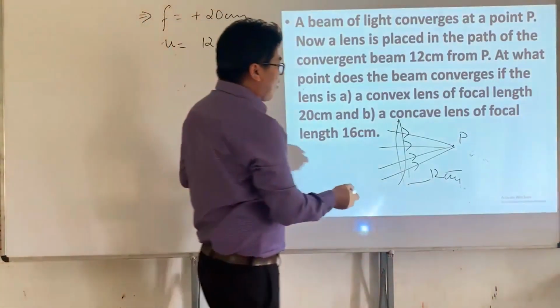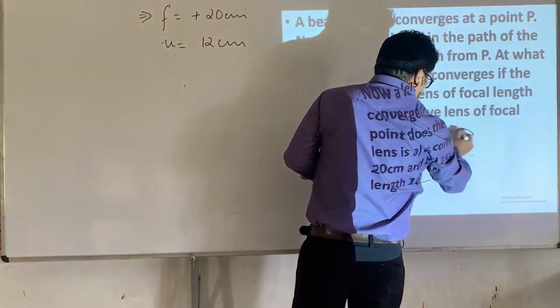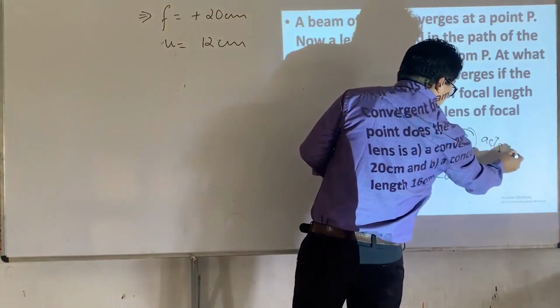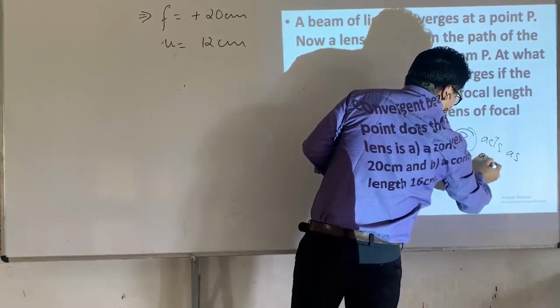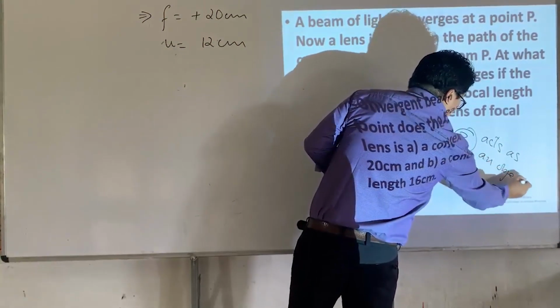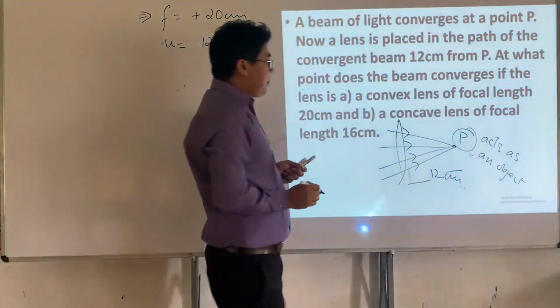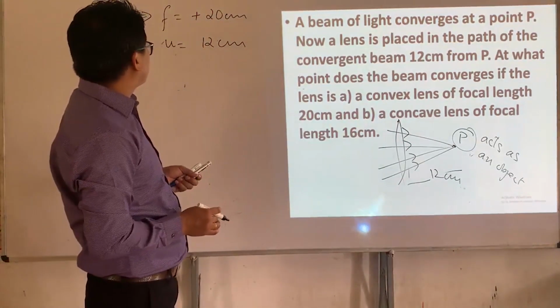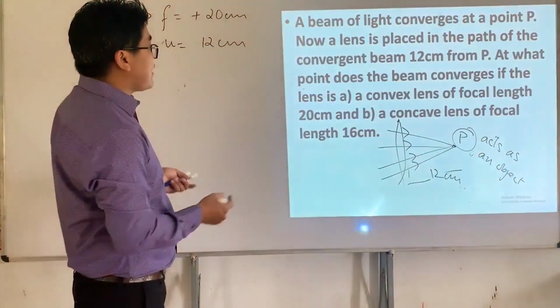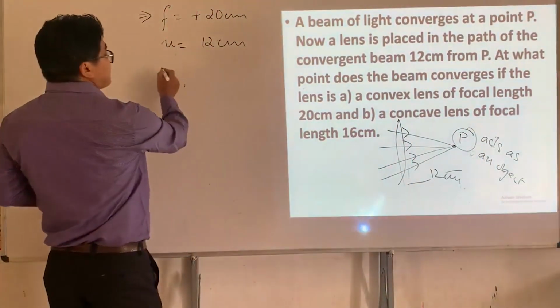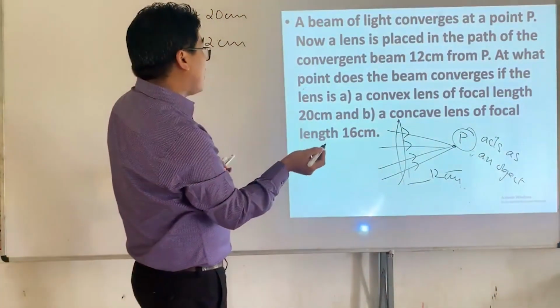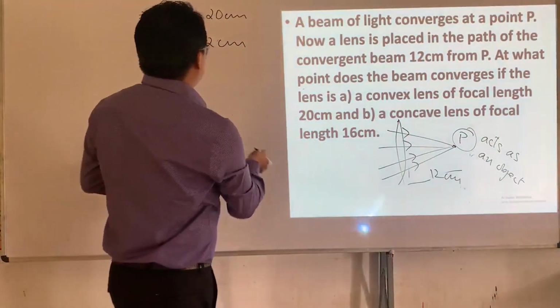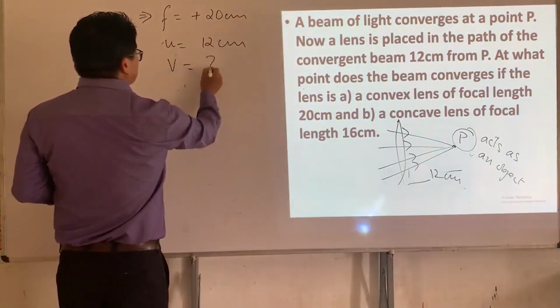So this is one object. P acts as an object for the lens. So therefore, I'm going to keep this as U. Therefore, U is equal to 12 centimeter. And then you are going to find the focal length. What is the point of this? That we are going to find the final image.